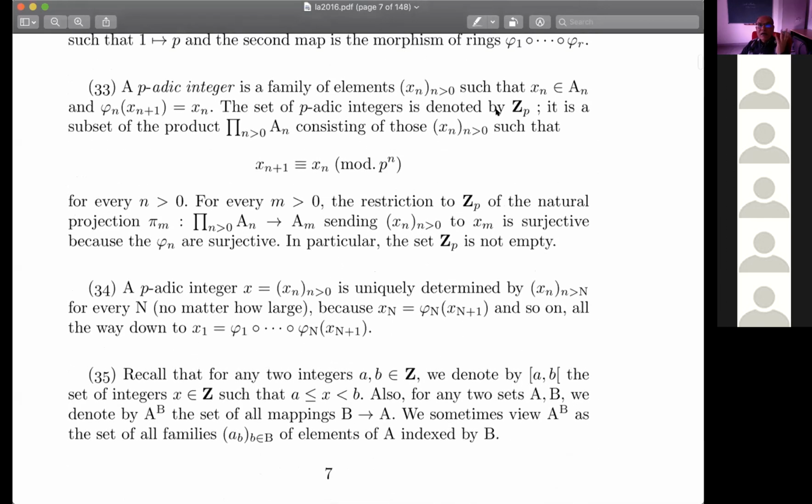And therefore, an element of the limit is a family of elements, one from each of the terms in the inverse system, but these elements from the various terms have to be compatible in this sense that phi n of xn+1 has to be xn.